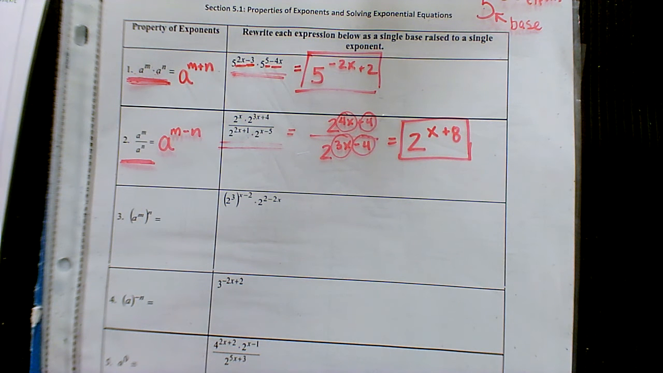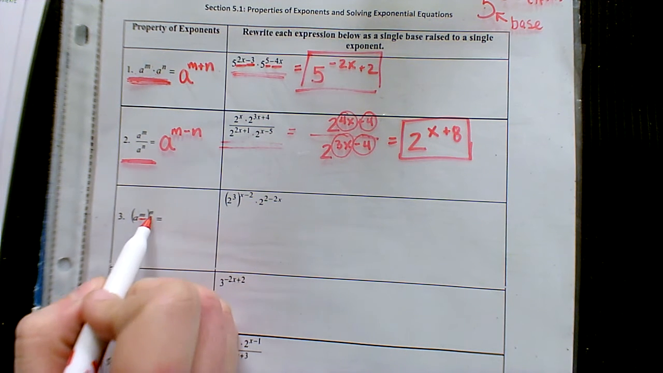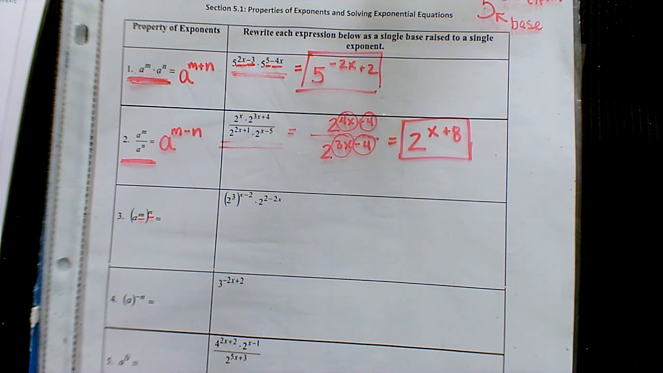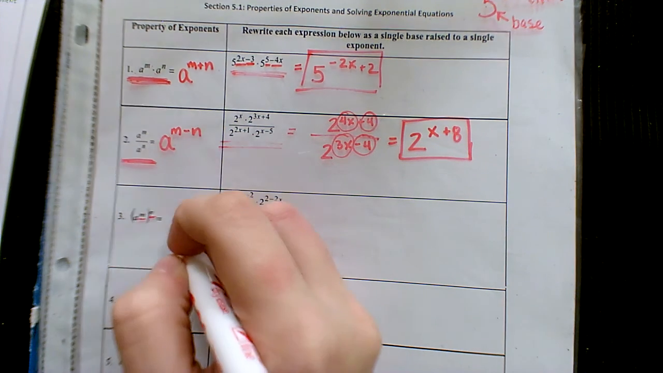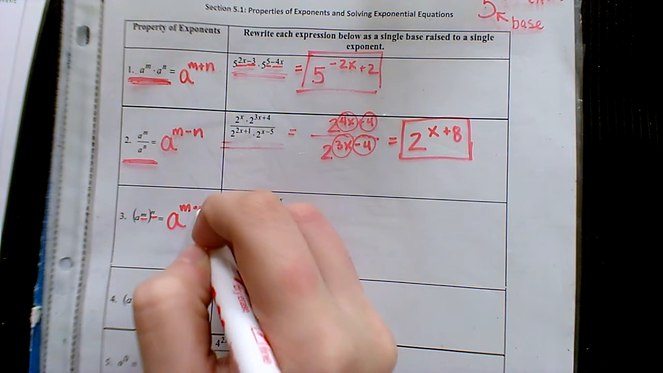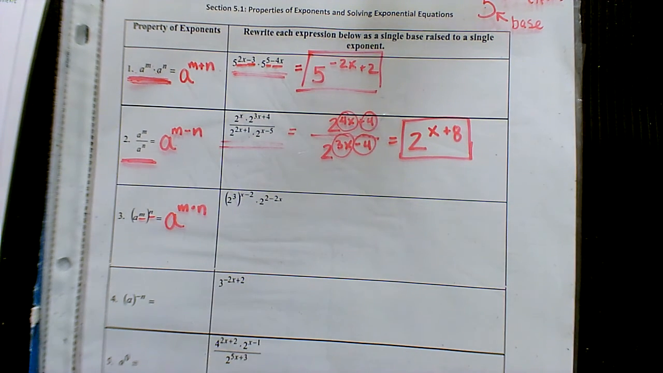We doing okay so far? Coming back to us? Maybe never left? Okay. What about the third one? What if we have a power being raised to a power? Can we think about how we would combine those? Yeah? Multiply them. Good. So a to the m times n.